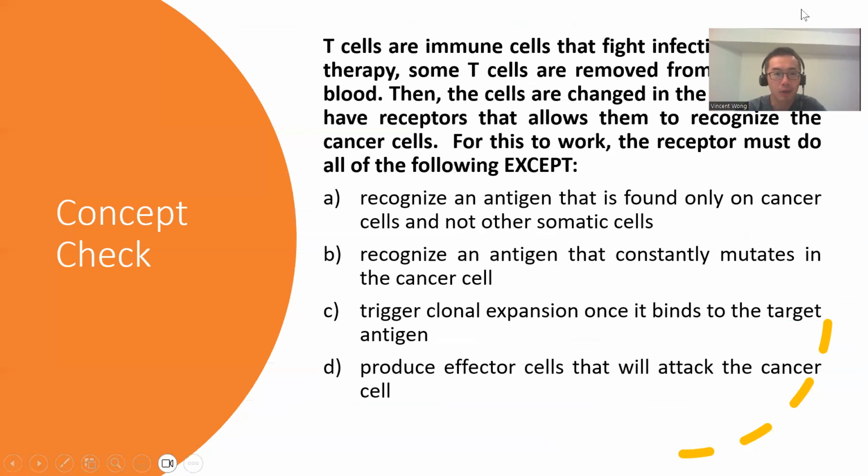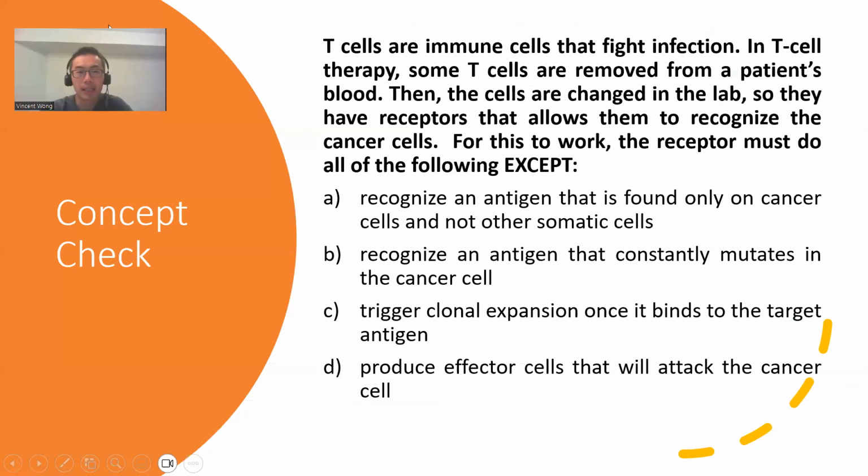Okay, this is a very long question. I'm just gonna do it with you. Let me read it to you first. T cells are immune cells that fight infection. In T cell therapy, some T cells are removed from a patient's blood. Then the cells are changed in the lab so they have receptors that allows them to recognize the cancer cells. Okay, so basically you harness the T cells from a person, you kind of modify them in a dish to allow them to recognize cancer.